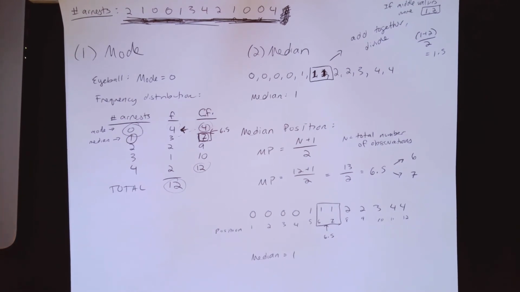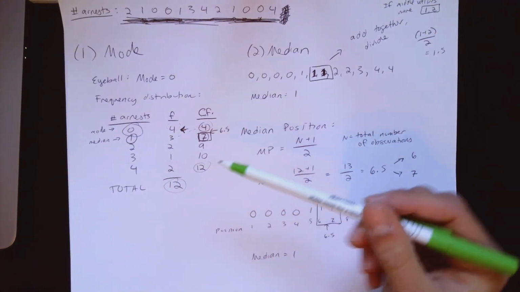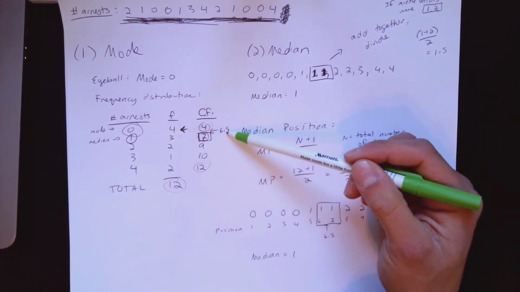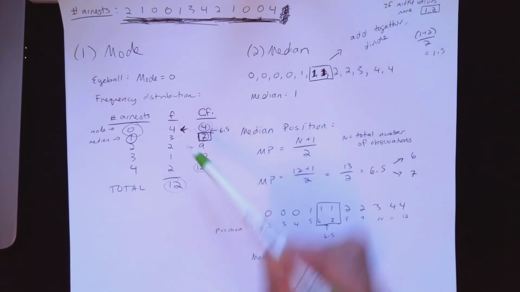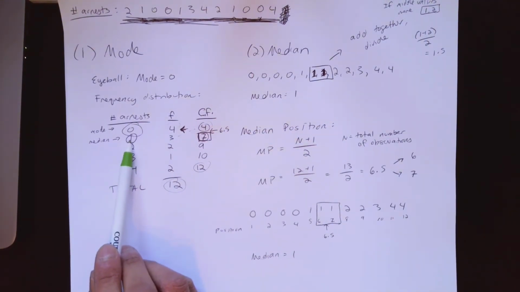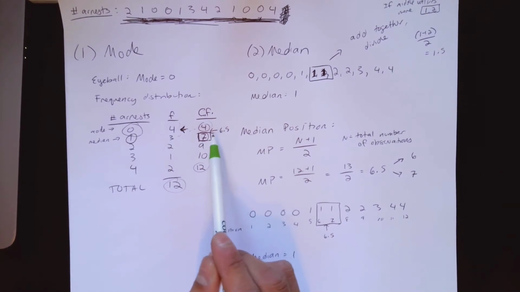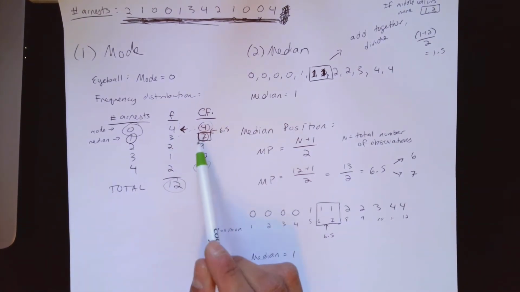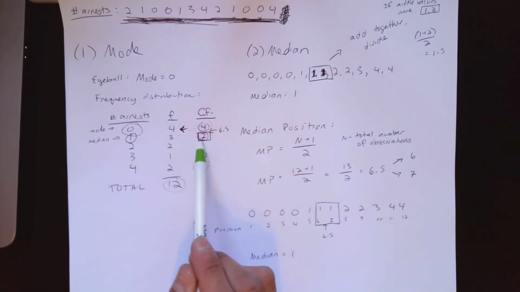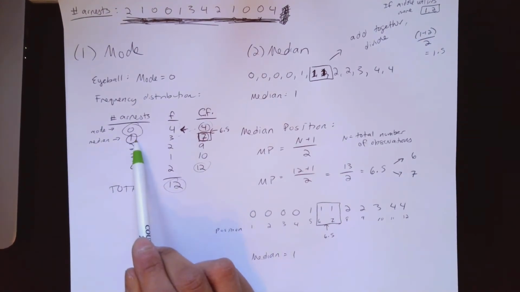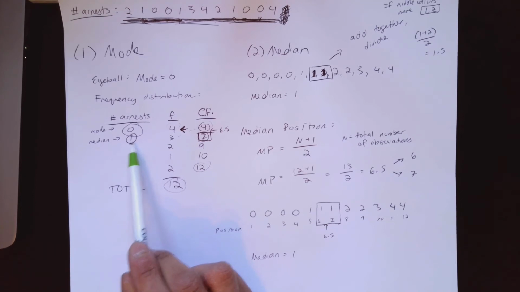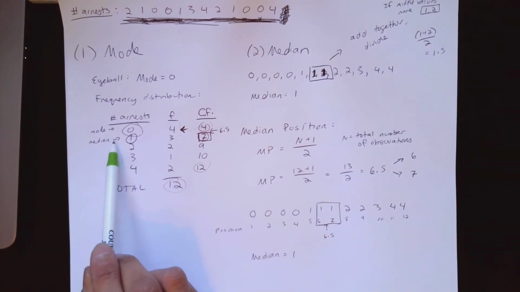So again, I'm just going to talk through what I did there, which is that I found which of the two cumulative frequencies the median position falls between, and then I looked at the larger one to find my median. So 6.5 falls between 4 and 7. The larger of those two values is 7, and that value of 7 is the cumulative frequency for one arrest. So that tells me that our median value of number of arrests is 1.